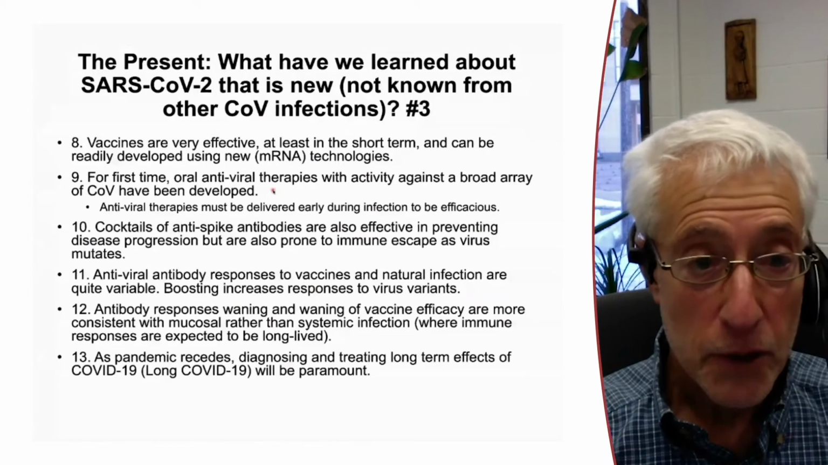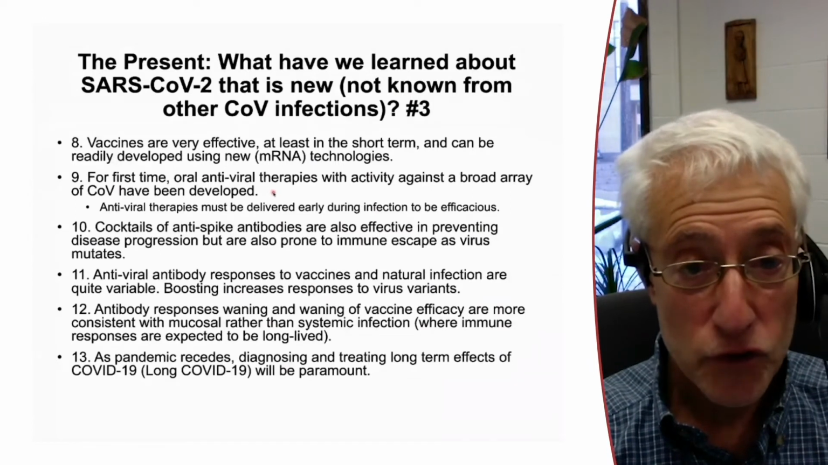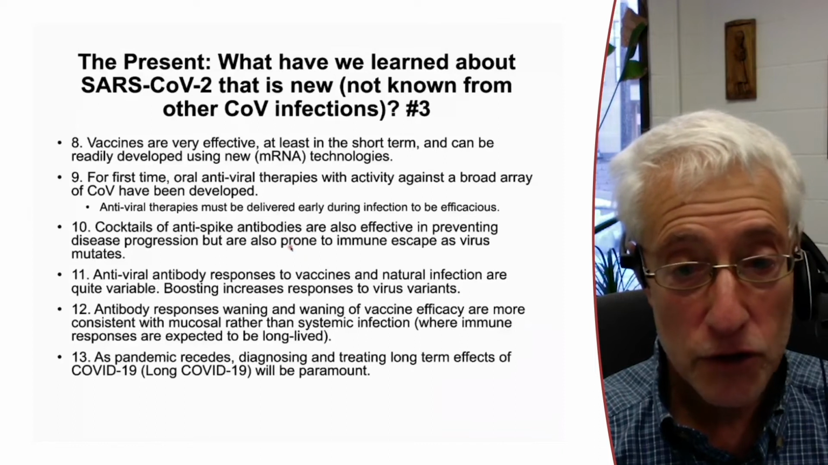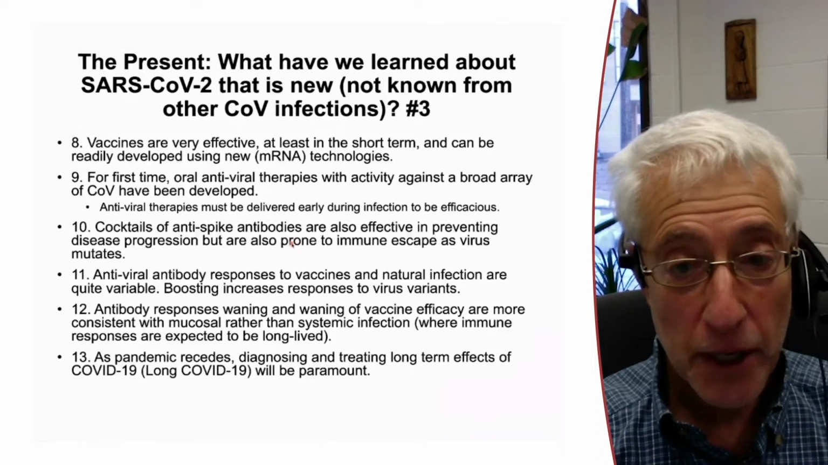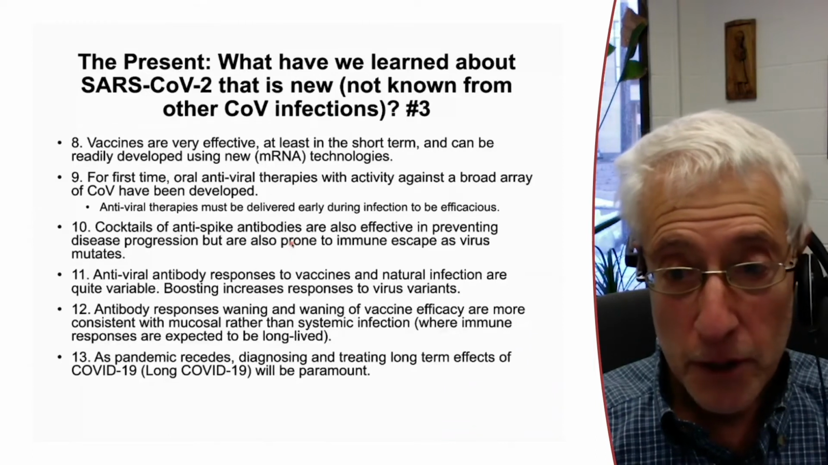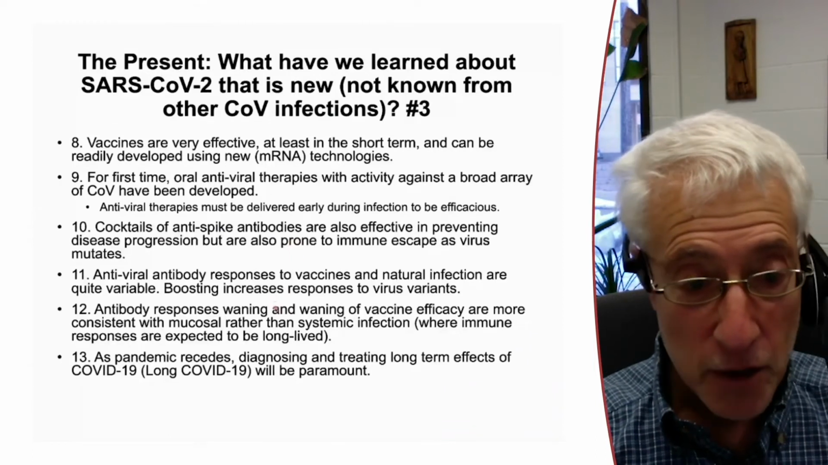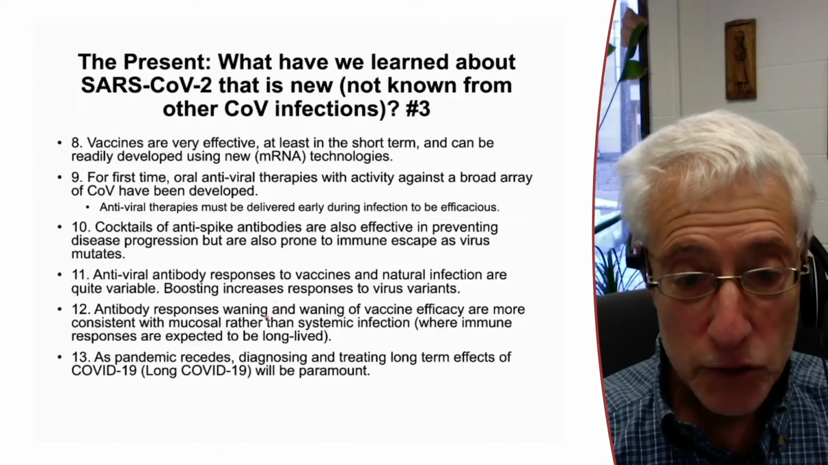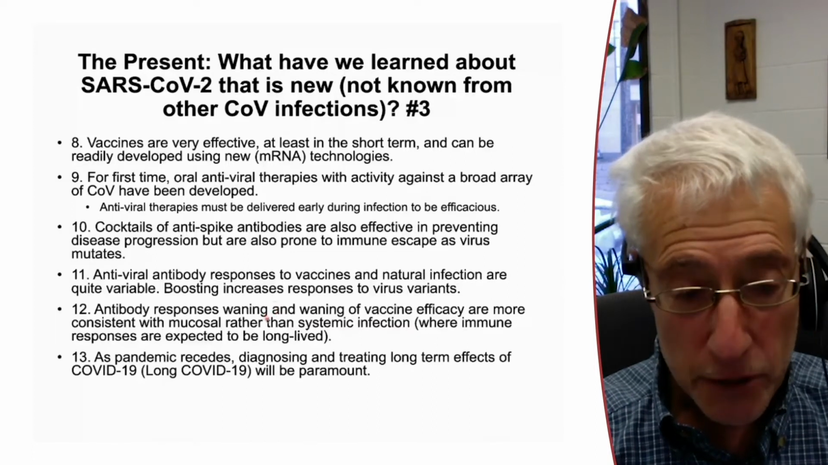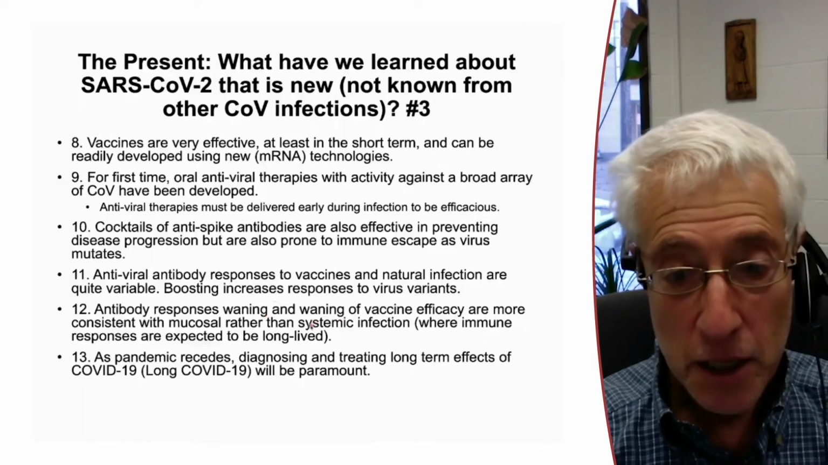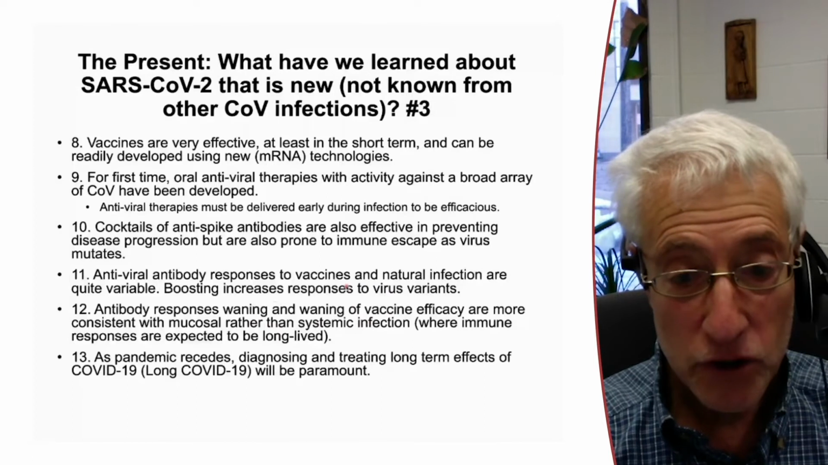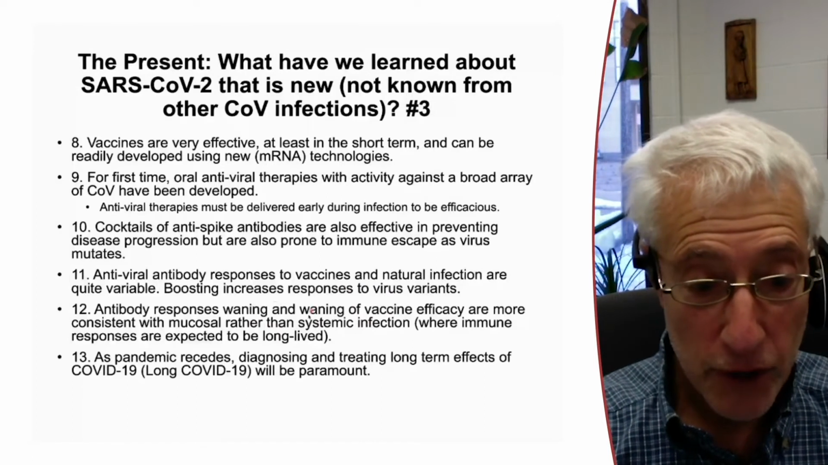We know that because of the pandemic, for the first time we have oral therapies that are useful against a variety of coronaviruses. We know that anti-spike antibodies are useful, but they are prone to immune escape. And we know that antibody responses wane, and the waning of vaccine efficacy is more consistent with mucosal rather than systemic infection, which is the same as all these other coronaviruses.